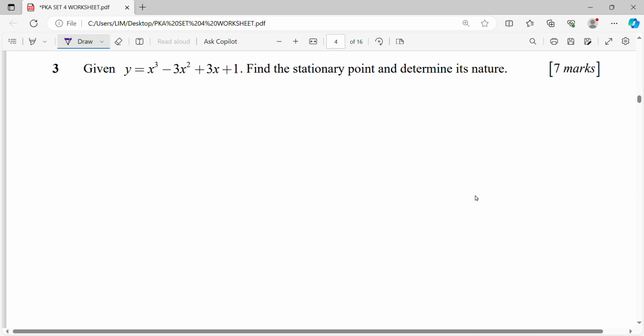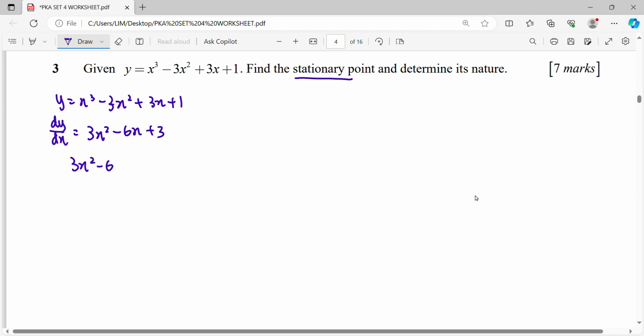Okay, so given y equals x cubed minus 3x squared plus 3x plus 1. Find the stationary point. Before we get the stationary point, we find the critical point first. So how to find the critical point? dy/dx. So differentiate this with respect to x, and we need to let it become 0.